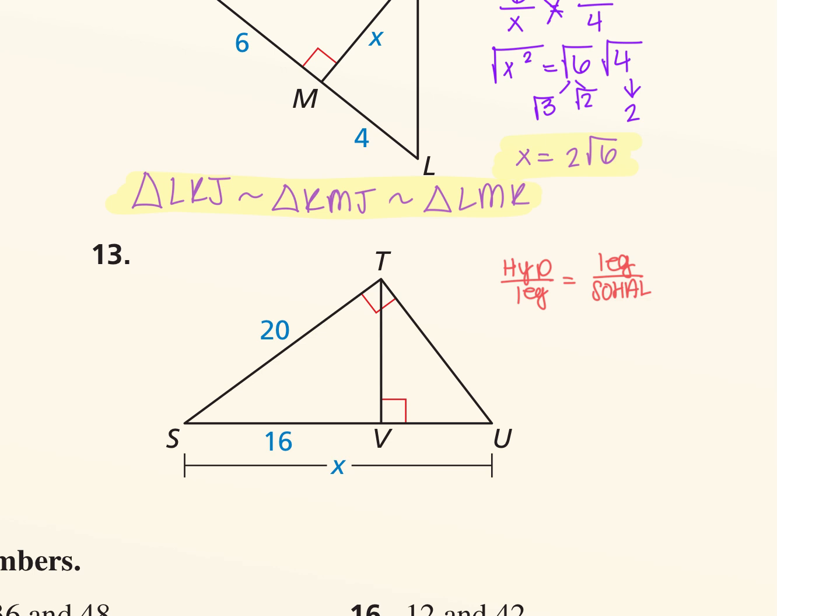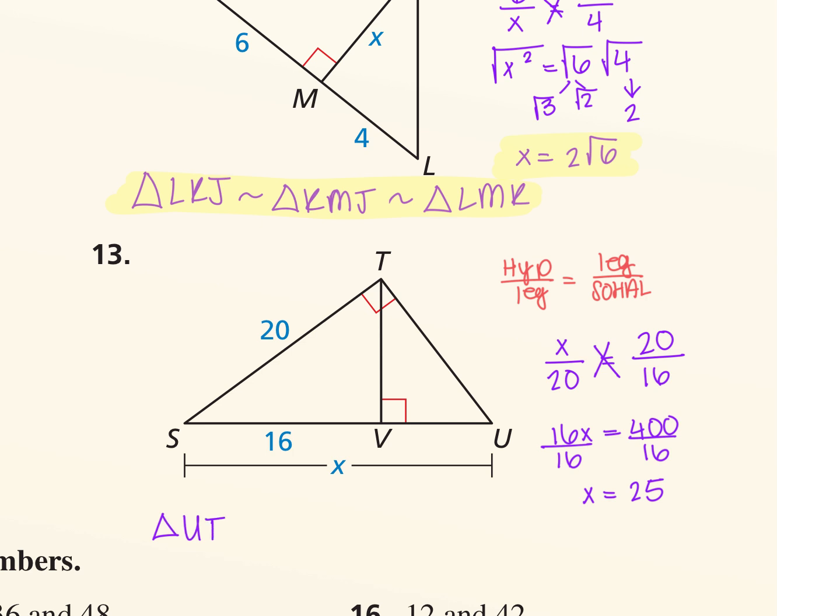So plugging in what we have, I don't have my hypotenuse. I do have my leg, which is 20, equals my leg over my segment, cross multiply. I'm going to get 16x equals 400. And then divide both sides by 16. X equals 25. And then finding my similar triangles, I'm going to have triangle UTS is similar to triangle TVS, which is similar to triangle UVT.